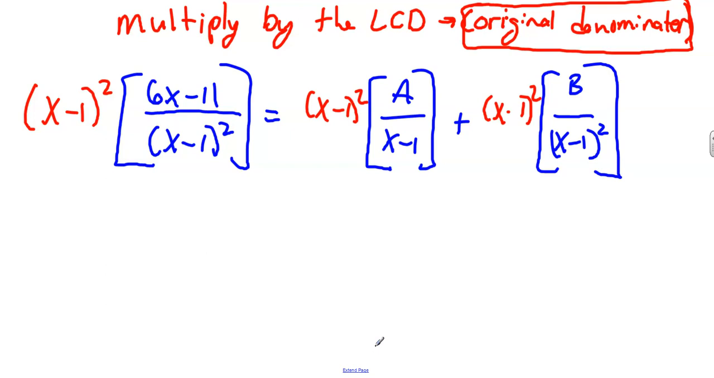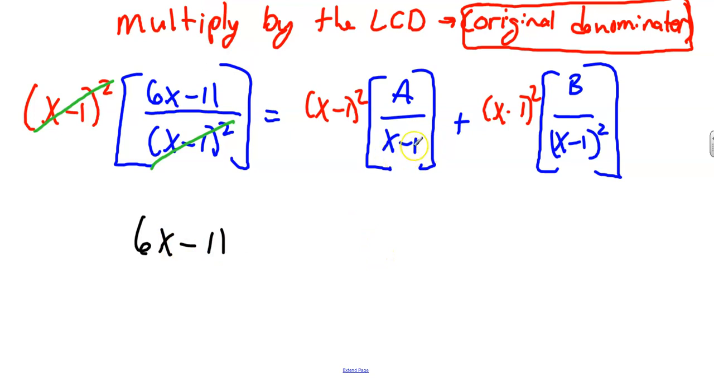Okay, and here's the whole purpose of doing that when you go through these problems: by multiplying by the least common denominator, you should get rid of all the denominators, so that you only have whole numbers, or anything that's in the numerator. So you've got x minus 1 squared, that's going to cancel this x minus 1 squared, and leave you with 6x minus 11.